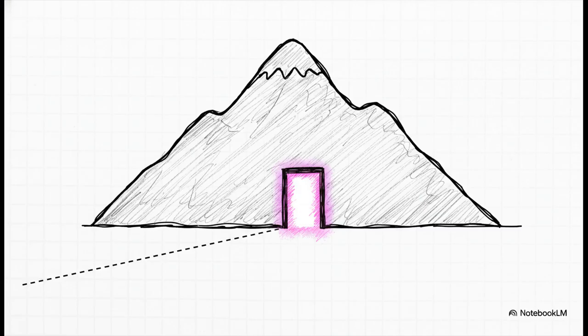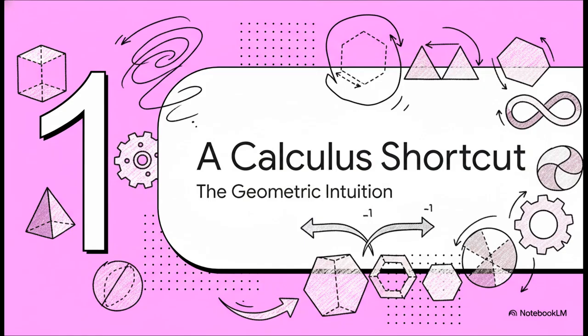But what if there's another way? A super clever backdoor that lets you skip all that messy algebra just by looking at the function's inverse. This isn't just some random trick either. It all comes down to a really beautiful, simple picture. Let's build up the intuition behind this whole idea right now.